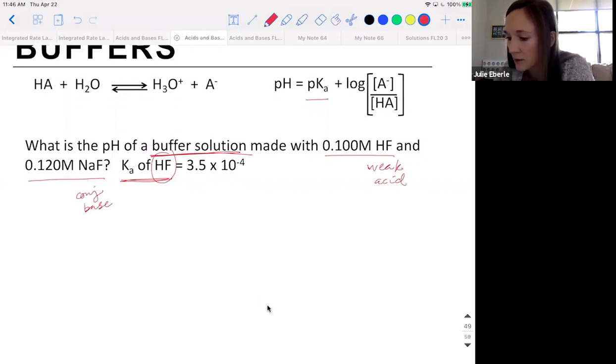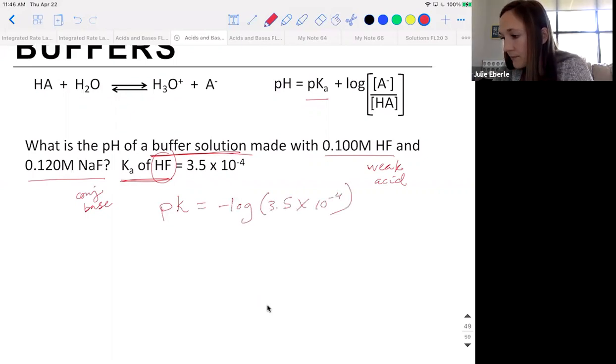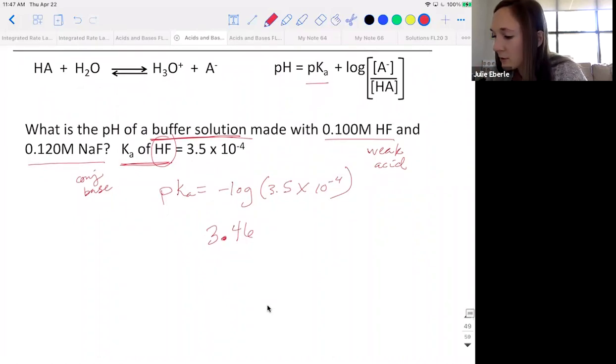Okay, so that was step one, identify those. Step two, let's get pKa. pKa equals negative log of 3.5 times 10 to the negative 4. So what is pKa? I forget what it was earlier this morning, 3.46 or something like that? 3.46. I think that's what we had this morning. Did you round right? Is it 3.45? Somebody confirm. Okay, rounded to 3.46. All right, we're using 3.46.